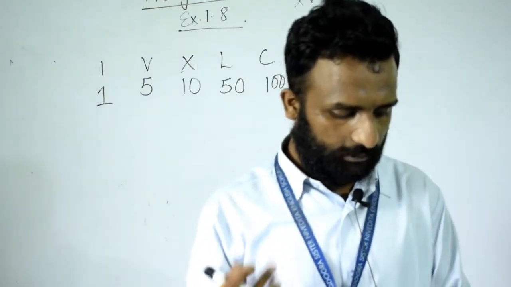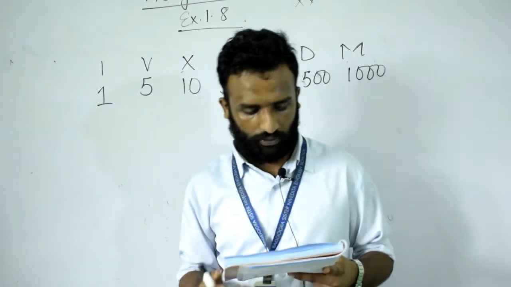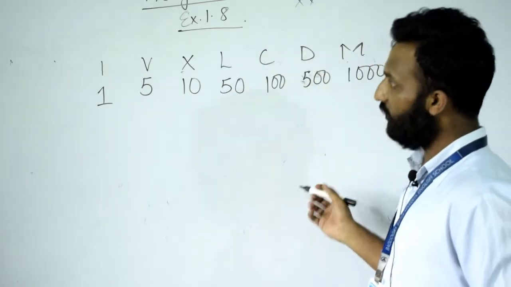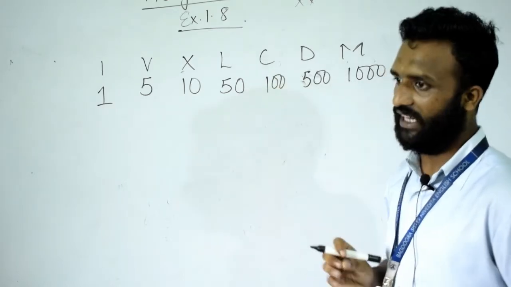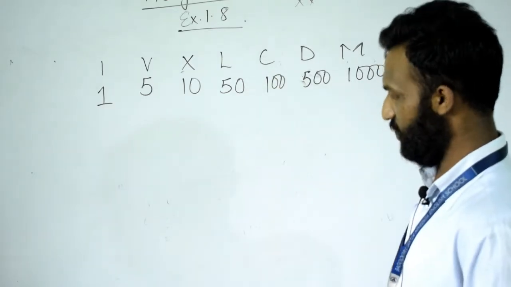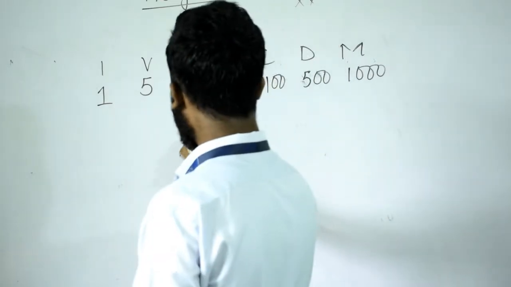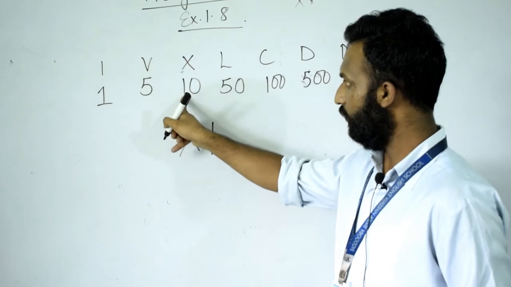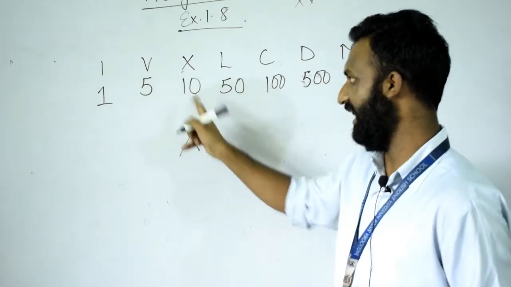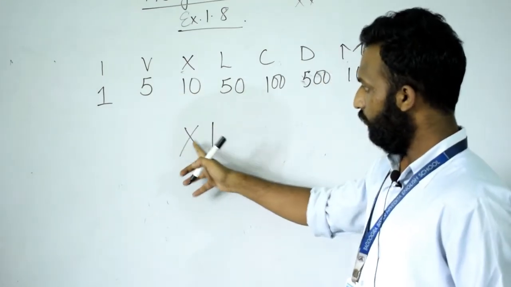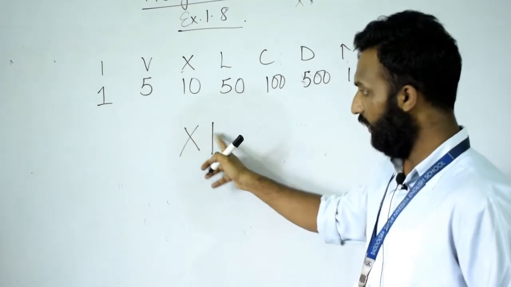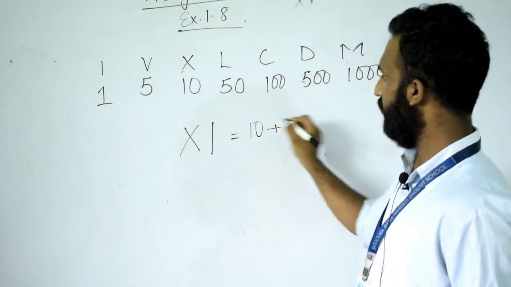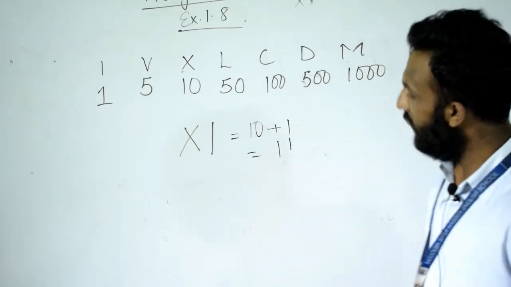Rule 3: if one or more symbols are placed after a symbol of greater value, that means addition. Suppose XI is given. I is 1 and X is 10. The I is placed after the X, so this means addition. That is X means 10 plus 1, which is equal to 11.